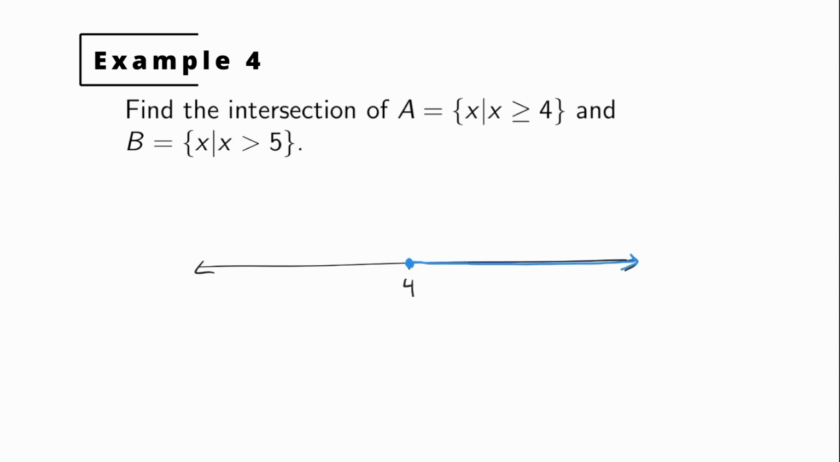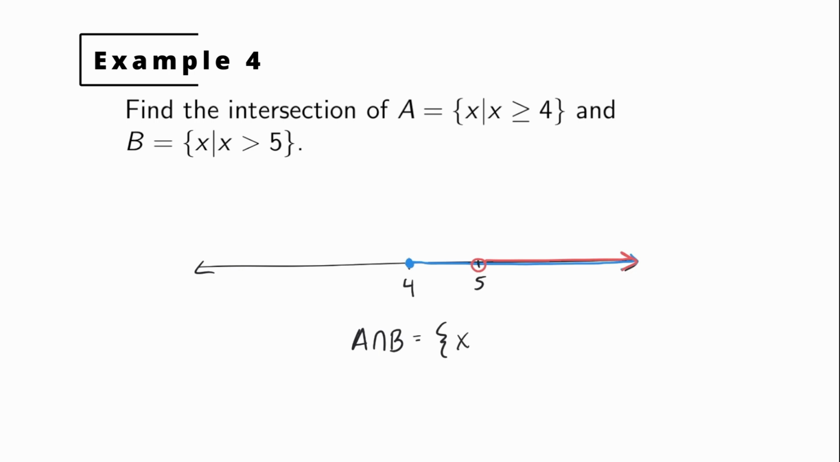Okay. Now B is x such that x is strictly greater than 5. So 5 would be to the right of 4. And we're not including this 5, but we want everything that's larger than 5. So everything to the right of 5. Okay. And so now the intersection is the overlap, anything that's in both sets. So anything where it's both red and blue. So the intersection of A and B is really anything greater than 5, right?